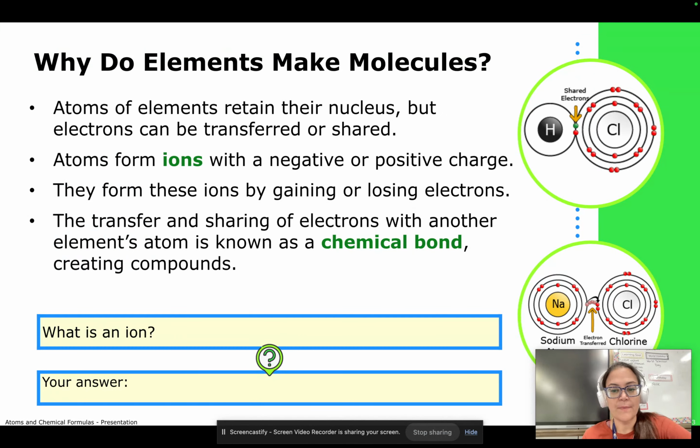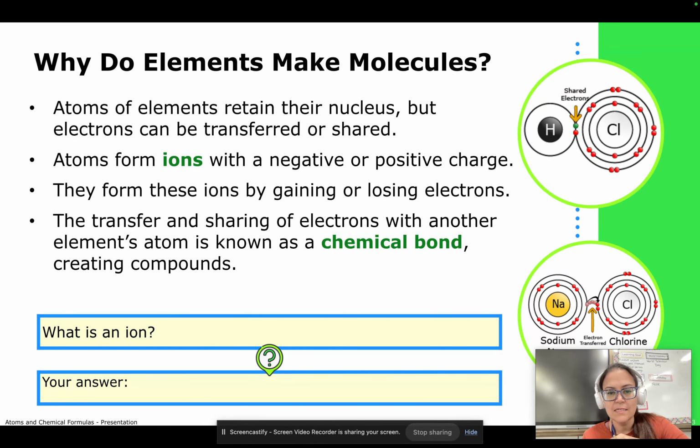So why do elements make molecules? Where do these things come from? Atoms of elements retain their nucleus, but electrons can be transferred or shared. So when elements combine into compounds, the core of them, the nucleus, stays the same, but the electrons floating around the outside tend to do different things. They want to attach to each other. They want to pop off and go to a different place. Electrons are tricky, so they do different things.